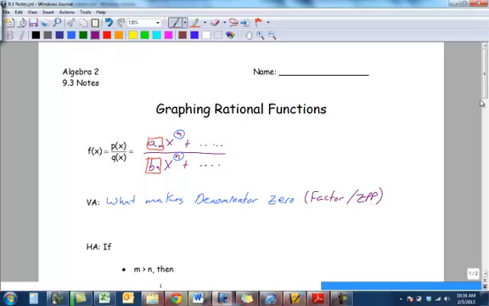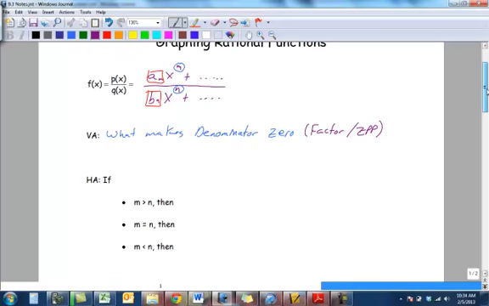Where it gets tricky is the horizontal asymptote. We've seen that there are 3 ways that this can come out. Let's talk about this. If the top exponent is greater than the bottom exponent, then there's going to be no horizontal asymptote. All right, that one's new. We've never seen that. We'll do some examples of that in just a minute.